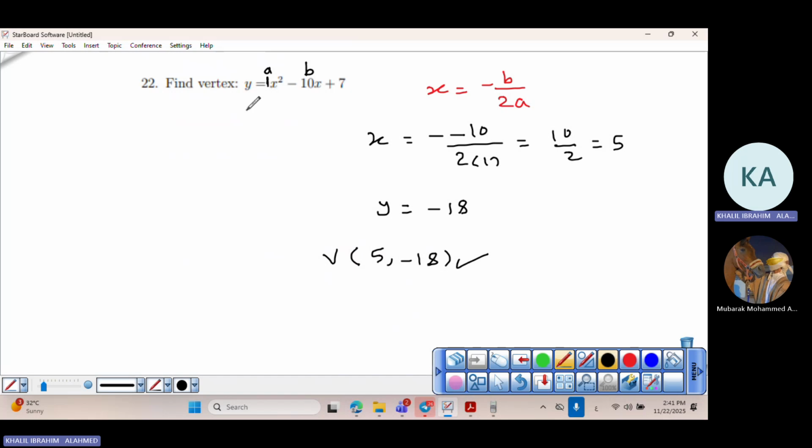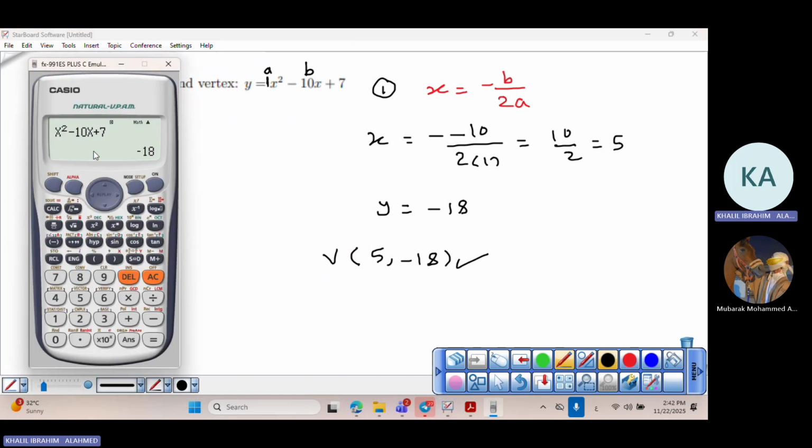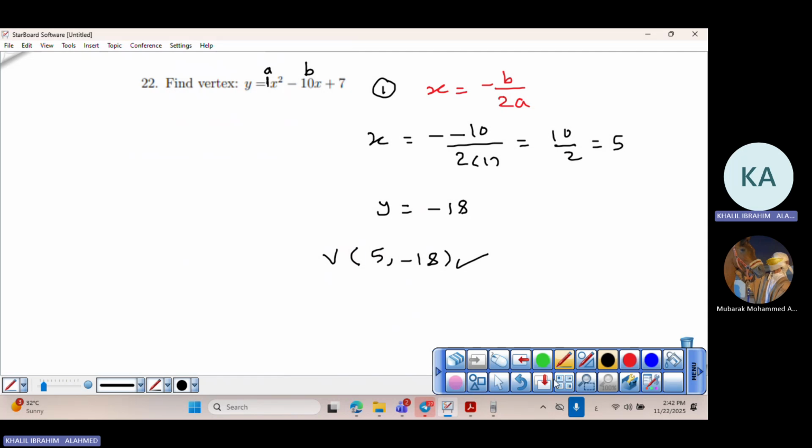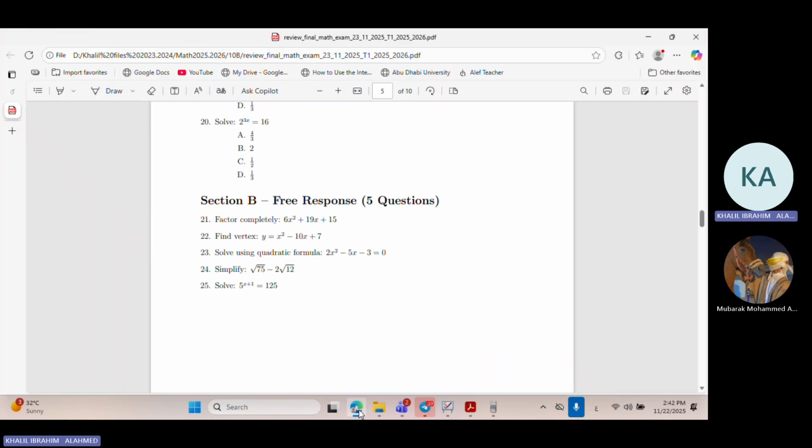The question: find the vertex. First step, you should find what? x. How to find x? By using this formula. How to determine a and b? From the equation given in the question. Then y, how to find y? By using the calculator. Write the equation x squared minus 10x plus 7, then CALC 5. The answer equals negative 18. That's it. Okay, let's move to the next question. Question 23.